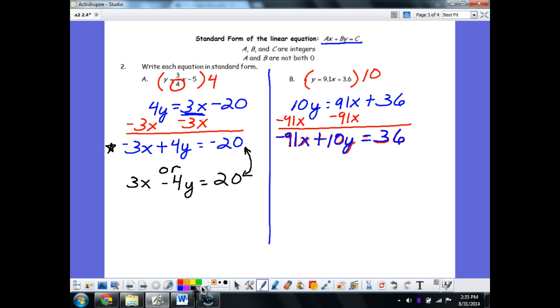And again, if you run into those people who feel that that a term has to be positive in order for it to be in standard form, just change the sign on everything, essentially multiplying everything by negative 1. And in the next video, we will be discussing graphing lines out of standard form.